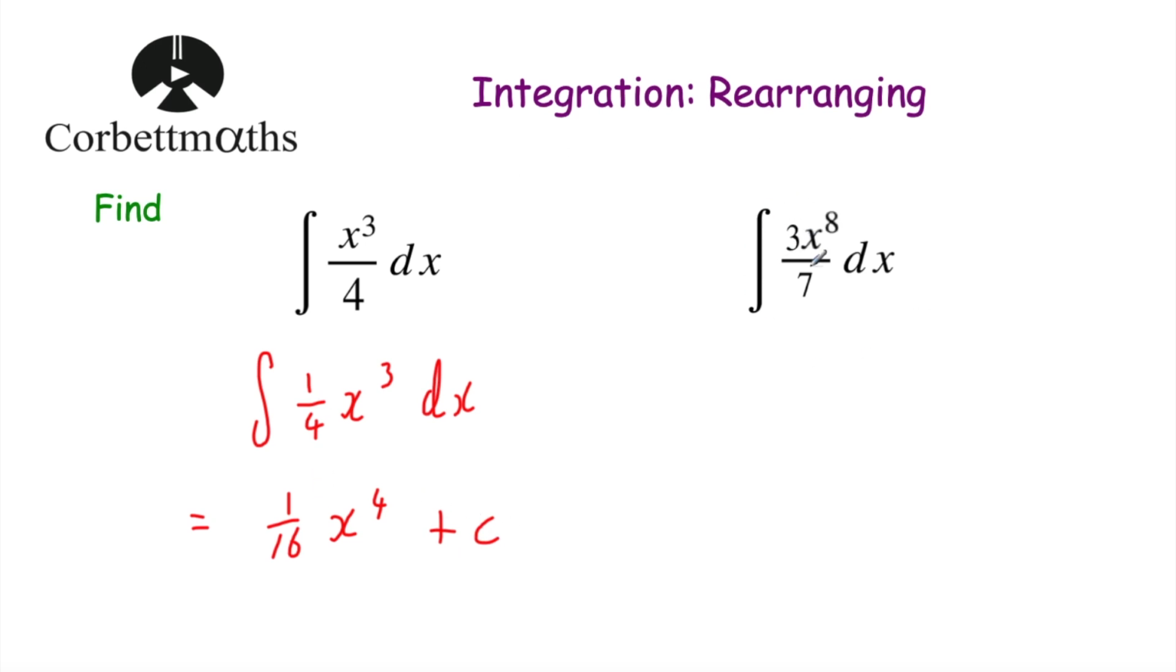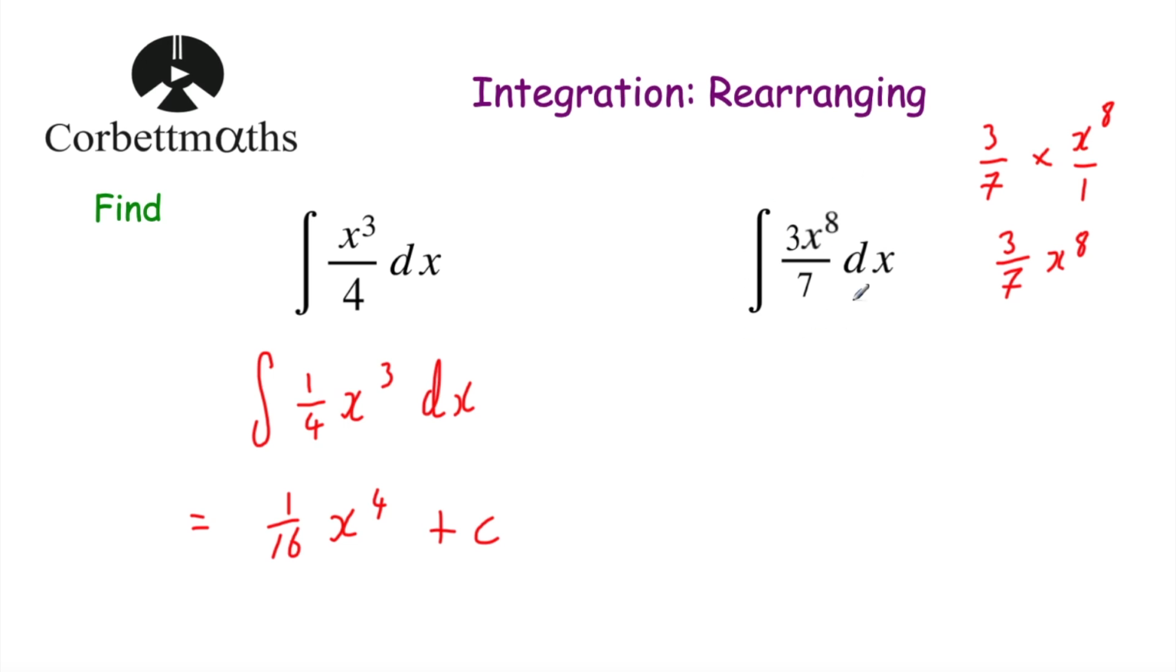We've been asked to integrate 3x to the power of 8 over 7 with respect to x. If we have a look at it, we've got 3x to the power of 8 over 7. Now that would be the same as 3 over 7 times x to the power of 8 over 1, because if you multiply the numerators together, you would get 3x to the power of 8, and then in the denominator you get 7. But I probably wouldn't write it like this. I would actually write it as 3/7 and then x to the power of 8.